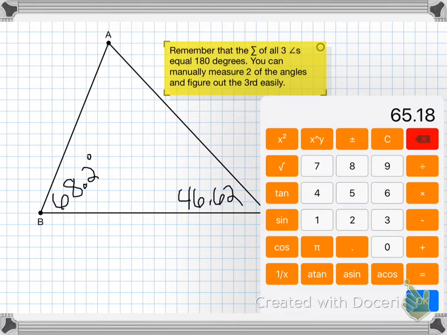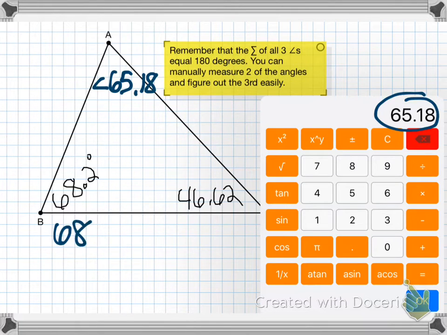Well, if I add those up, 68 and 2/10 plus 46 and 62 hundredths, then I subtract that sum from 180. My third measurement here, this angle would be worth 65 and 18 hundredths. Now this is super specific because my app did it with the protractor. You can round off angle measurements to the nearest whole number. So if I had done that, this would have been 68 and 47, and then I would have gotten a very comparable number. It's not a big deal.